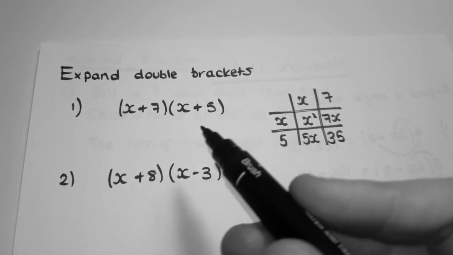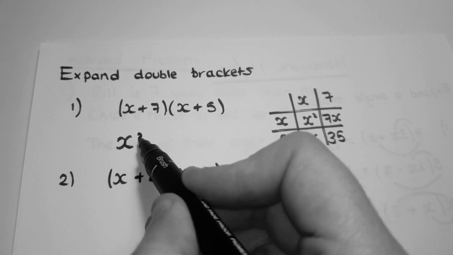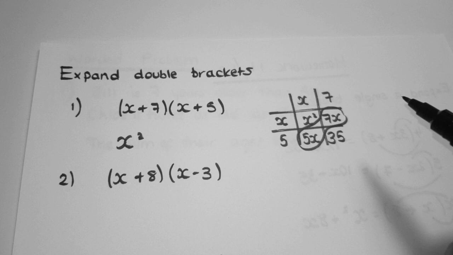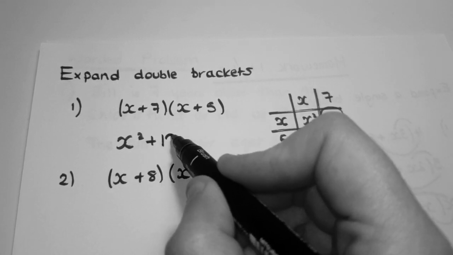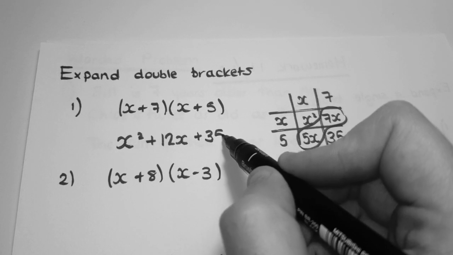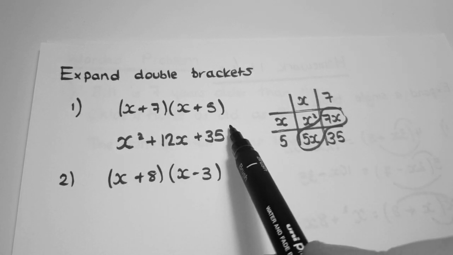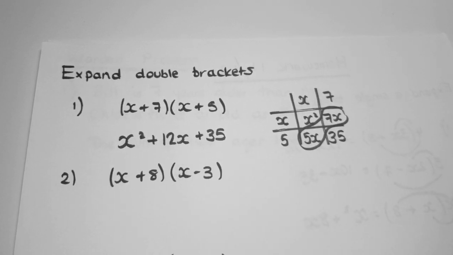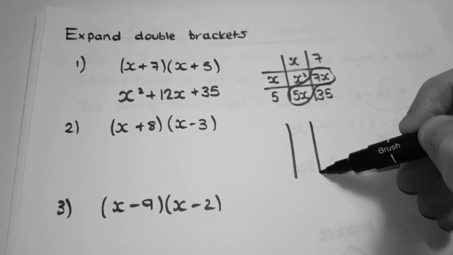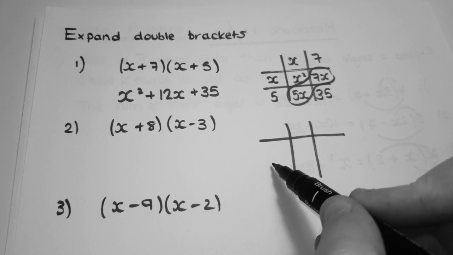That means the x squared term will stay as an x squared. These two here both have an x in them. So 7x add another 5x is going to give us 12x. And then I've got a positive 35 at the end. That's my answer. There should be 3 terms when you expand a double bracket. Okay, if I look at the next one, same idea again. You're going to set up a noughts and crosses grid. You just need to be careful with the minus signs.